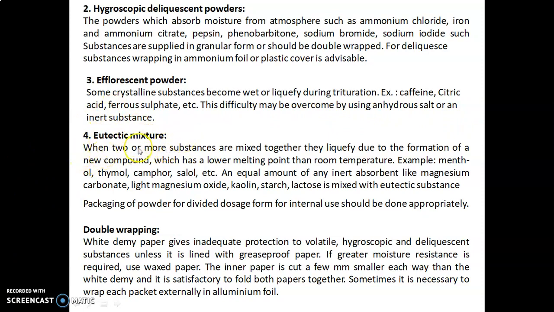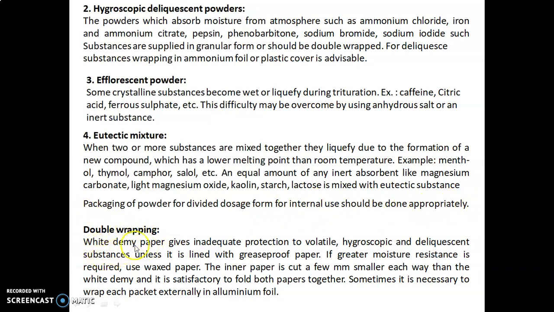Eutectic mixture: when two or more substances are mixed together, they liquefy due to the formation of a new compound which has a lower melting point than room temperature. Example, menthol, thymol, camphor, salol, etc. An equal amount of any inert absorbent like magnesium carbonate, light magnesium oxide, kaolin, starch, lactose is mixed with eutectic substance. Packaging of powder for divided dosage form for internal use should be done appropriately.